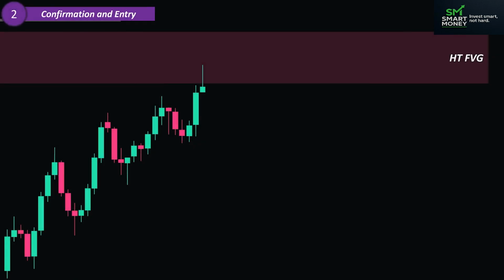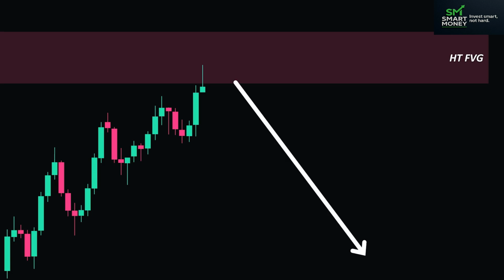Now the second part of this trading plan is to look for confirmations and execute the trade on the lower time frame. After waiting for price to enter our trading zone, we must see some form of confirmation that the short-term uptrend has ended and that price is ready to move downward.